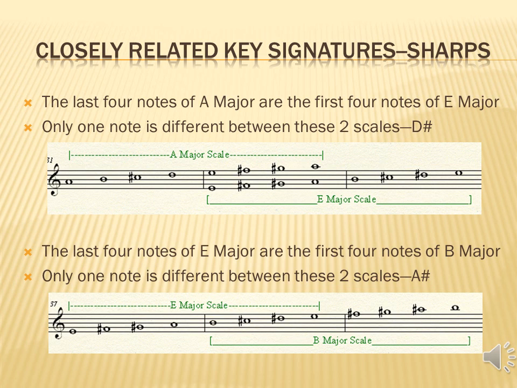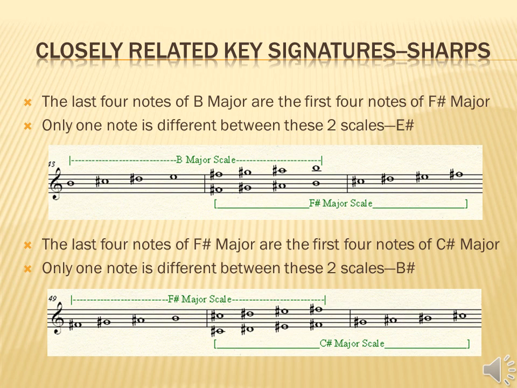Let's look at the E major scale and the B major scale. Here's the E major scale. And here's the B major scale. The last four notes of the E major scale are the first four notes of the B major scale. Only one note is different between these two scales, and that's A sharp.